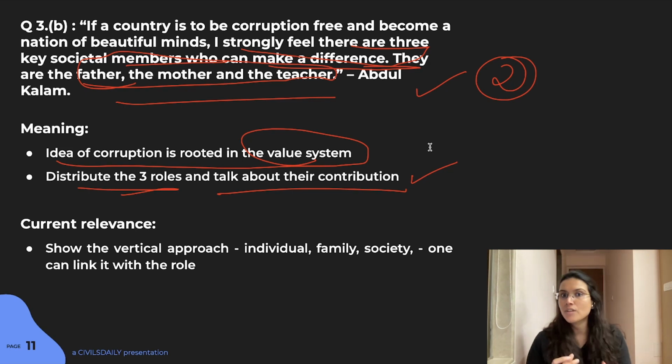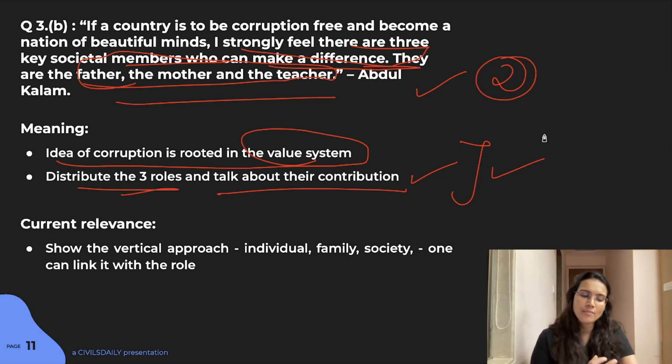So those first few decisions, the teacher can correct, say if you're cheating on a test paper, looking at somebody else's copy, or doing your homework by looking at the copy. These are the small things that even a teacher can work with. So these are the small examples that you can quote in this answer. That will show how corruption is something that starts at a very small scale.